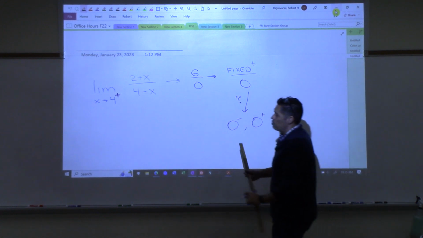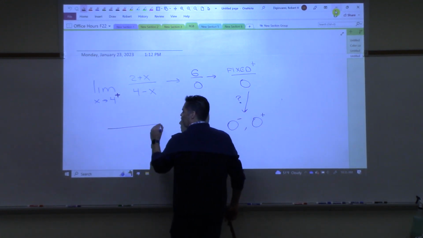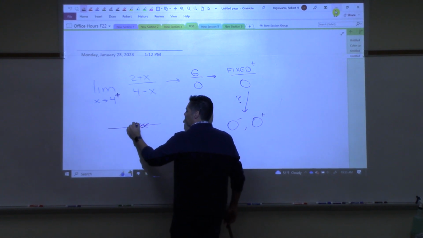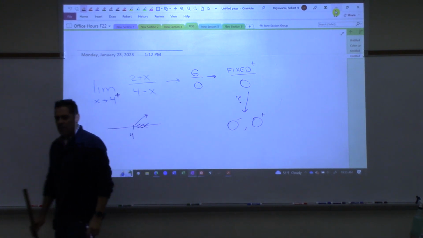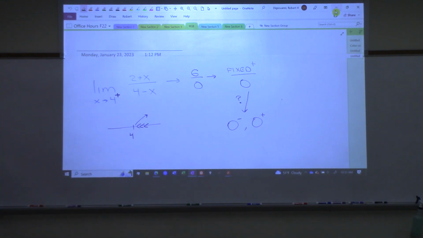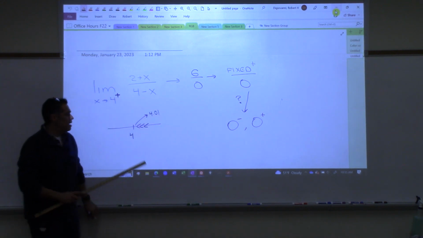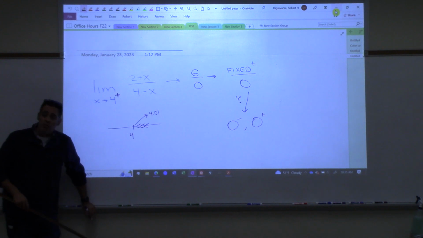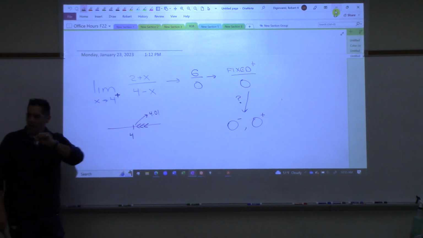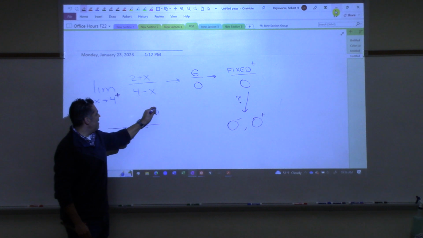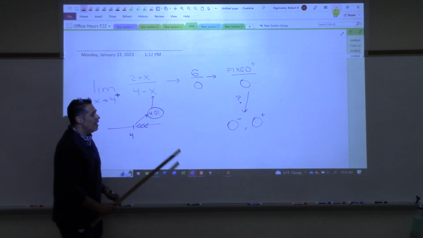So now I'm going to draw a number line again. Here's number 4. This time I'm approaching from the right. So what's a number that's slightly to the right of the number 4? 4.01, something like that? 4.01 would be an example of a number. You could do 4.001, 4.0001, and then like 100 zeros, 1. But the point is that when you take that number and you plug it in here, what's going to happen?